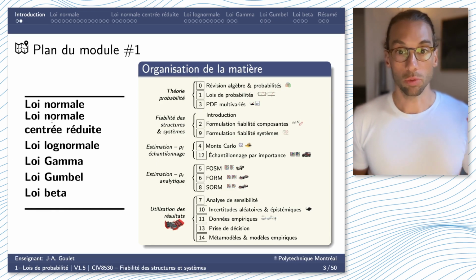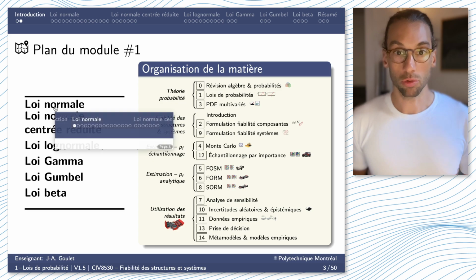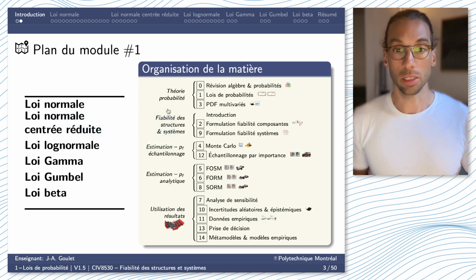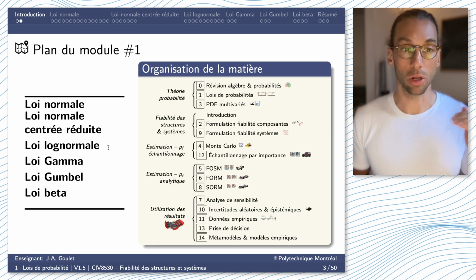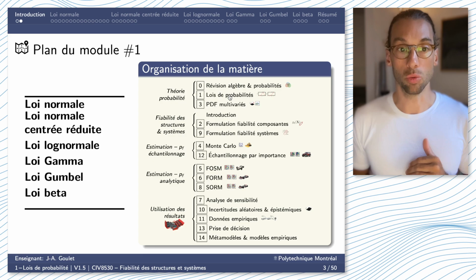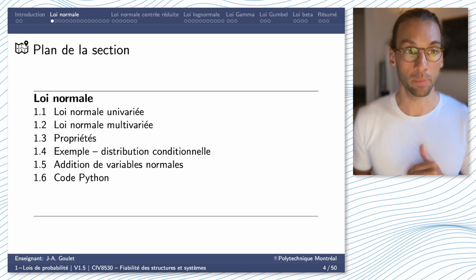So we're going to start with the normal or Gaussian. We're going to see its extension to the standard normal space. We're going to look at the log normal, gamma, Gumbel, and beta. And that places us here in Module 1, where we're still in the core theory of probability.